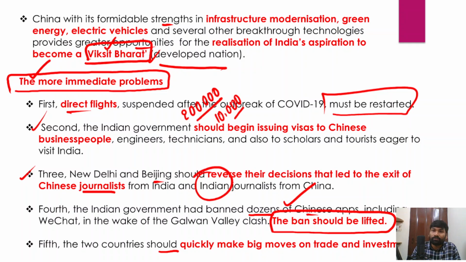In fact, the former chief economic advisor also suggested that yes, it is true that we have a huge trade deficit with China, amounting to more than 80 to 90 billion dollars. So how can we bridge that trade deficit? The former chief economic advisor suggested that we could bridge it by attracting more foreign direct investment from China. So the author has been suggesting that this could be another way through which we can bridge the trade deficit, the trade gap.